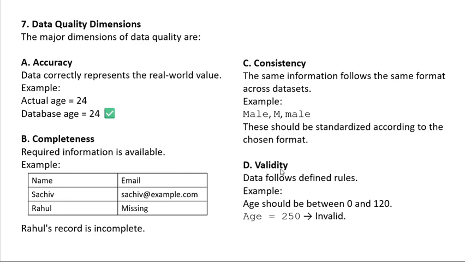And fourth is validity. Data should follow the defined rules. For example, age should be between 0 and 120, so an age of 250 is not valid.